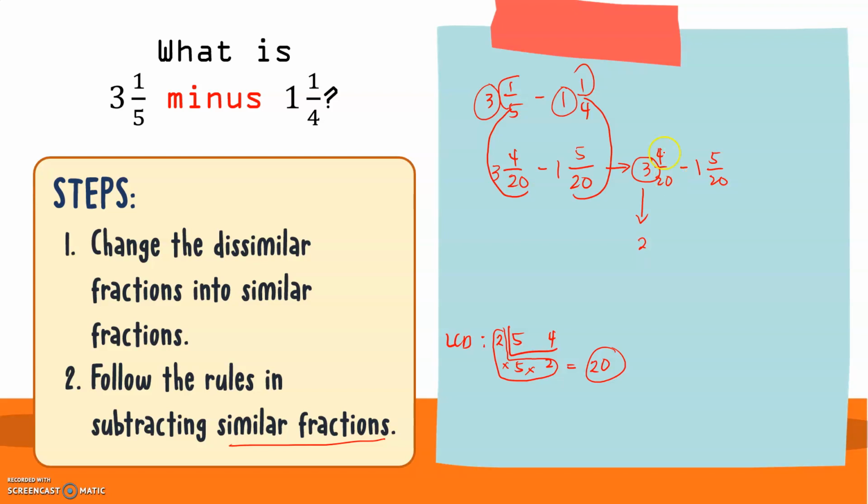Since the denominator of this mixed number here is 20, that means 1 is equal to 20 over 20. So we'll add 20 to our numerator, and 4 plus 20 is equal to 24. Then we copy the denominator. Now let's have 24 minus 5, that is 19. The common denominator is 20. And 2 minus 1 is equal to 1. Therefore, our final answer is 1 and 19 over 20.